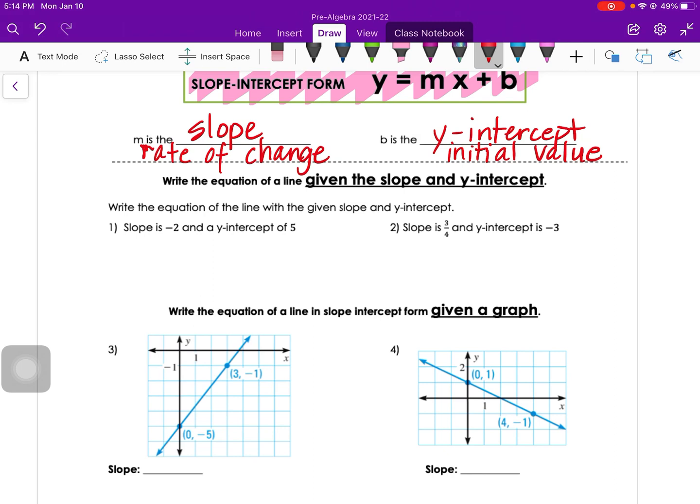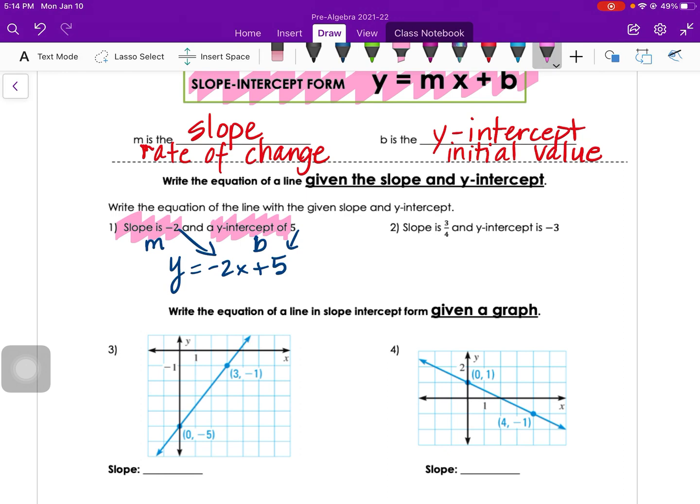In this first section, it says write the equation of a line when you are given the slope and the y-intercept. In this first problem, they're telling me the slope is -2, and I know the slope is m. The y-intercept is 5, and I know that that's b. So when I plug that into my slope-intercept form, my equation is y equals -2x plus 5. The slope goes here. The y-intercept goes here.